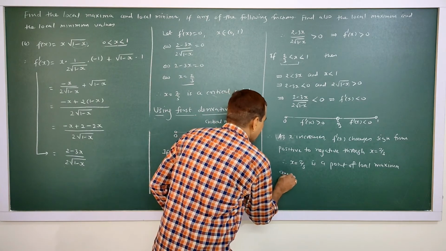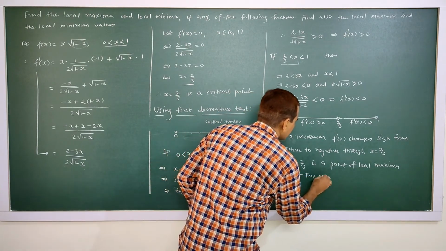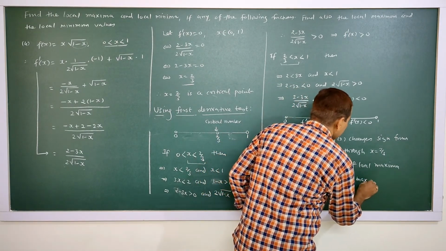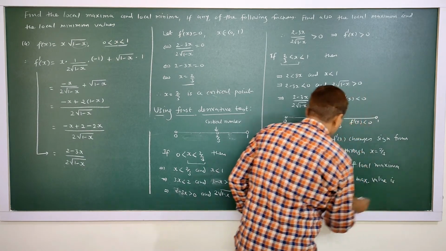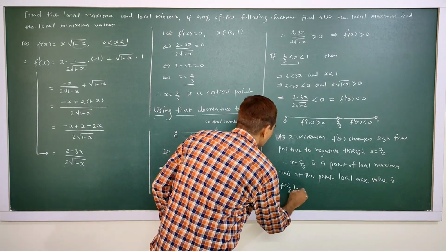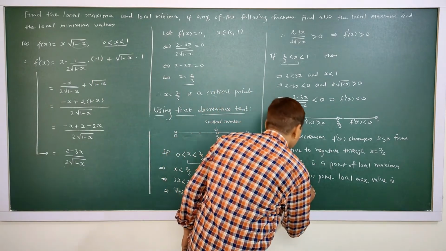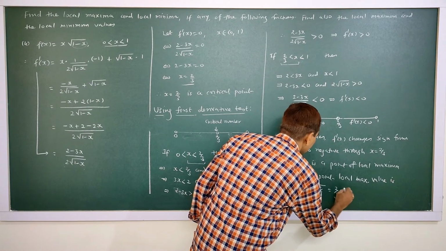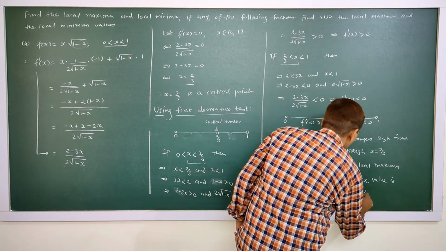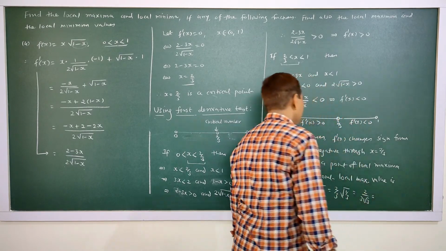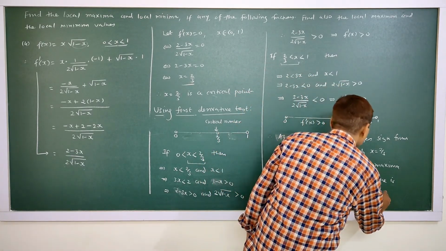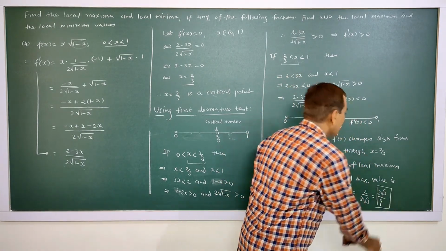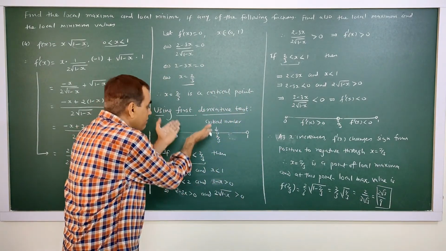And at this point, the local maximum value is f of 2 by 3. Putting here 2 by 3, 2 by 3 into 1 minus 2 by 3, that is 2 by 3 root 1 by 3, 2 by 3 root 3, that is 2 root 3 by 9. So this is the local maximum value, and this was an application of the first derivative test.